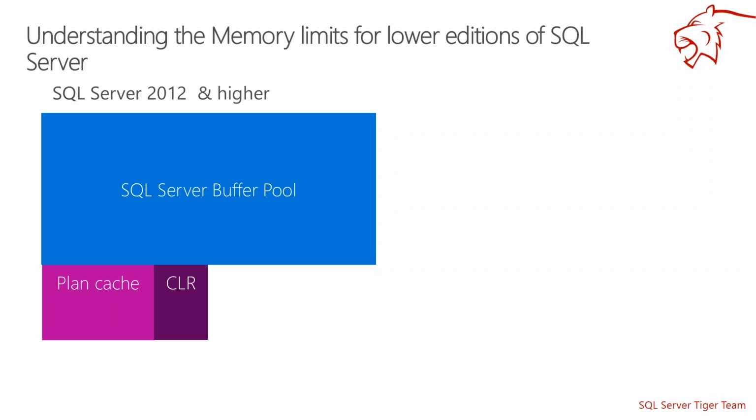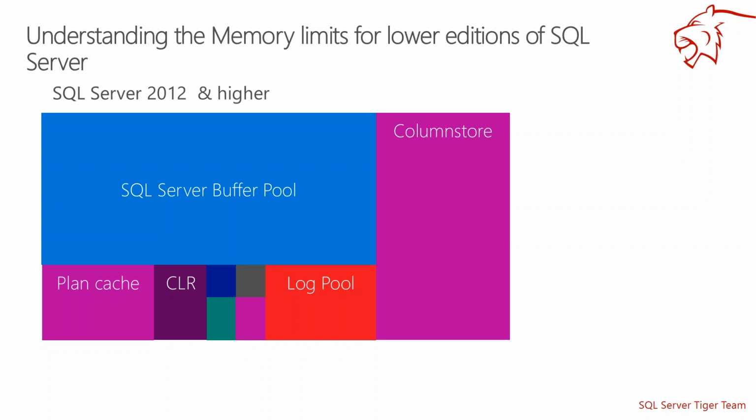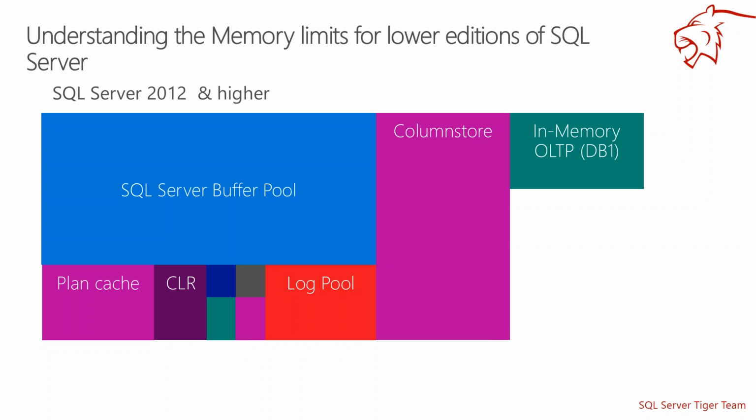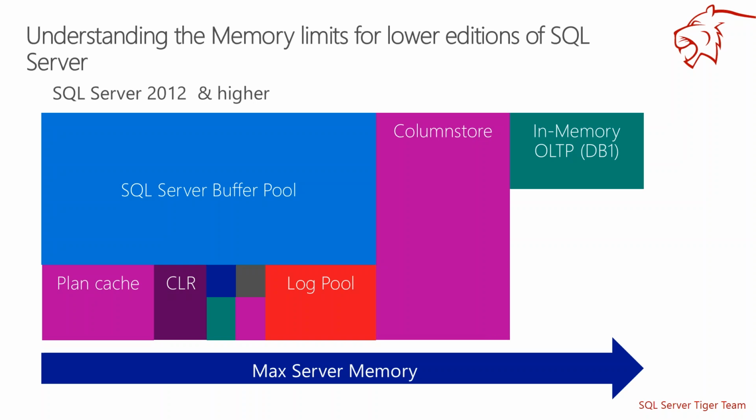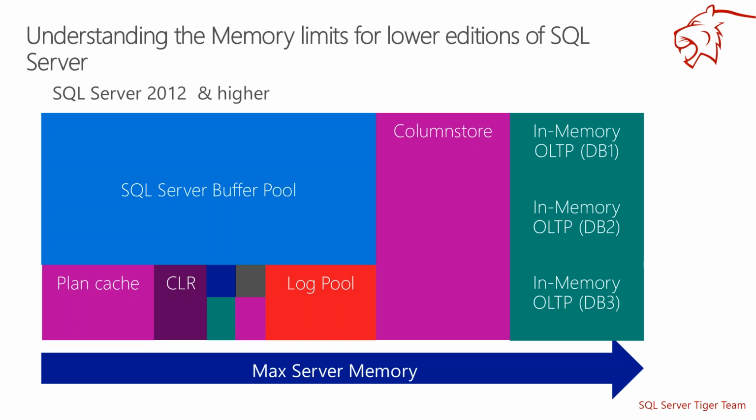You will have CLR memory, which will have its own dedicated cache. You will have other components which can have memory requirement, which will take away memory from the cache. You have log pool. You have Columnstore index, which is introduced starting SQL Server 2012. You have in-memory OLTP cache, and for every database you will further continue to have more in-memory OLTP cache. And now one of the big changes, your max server memory limits.